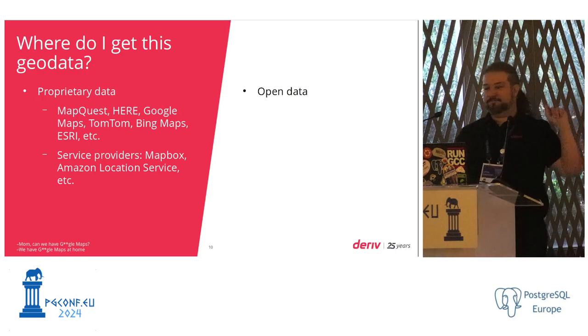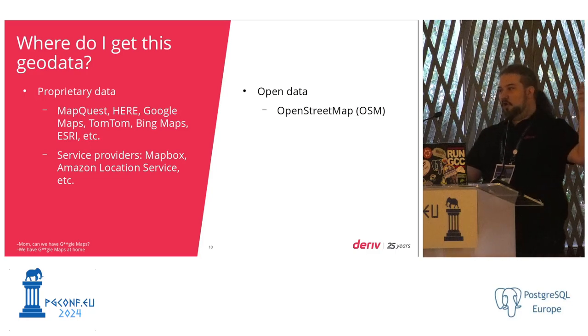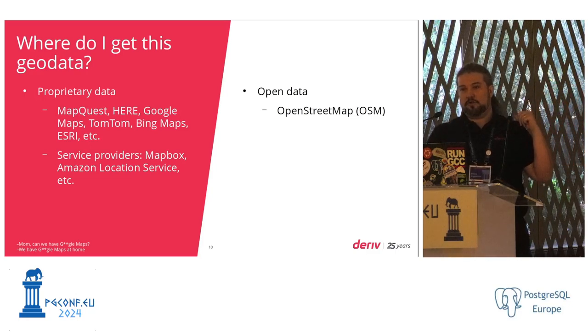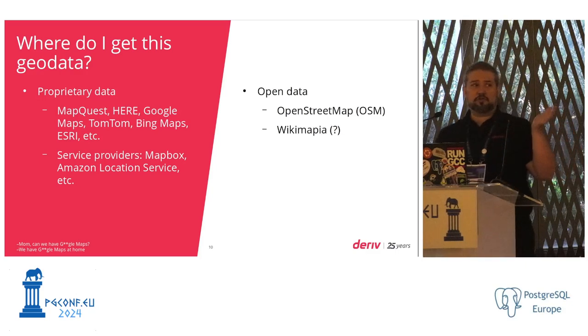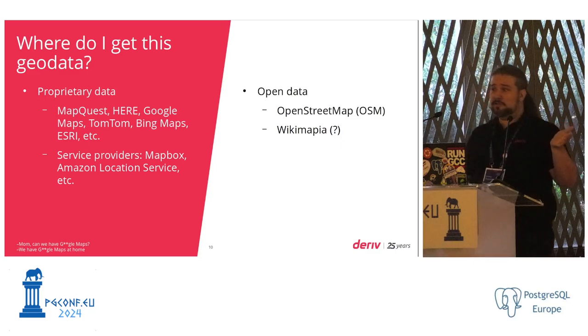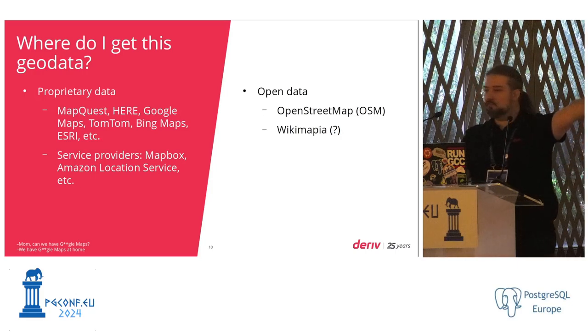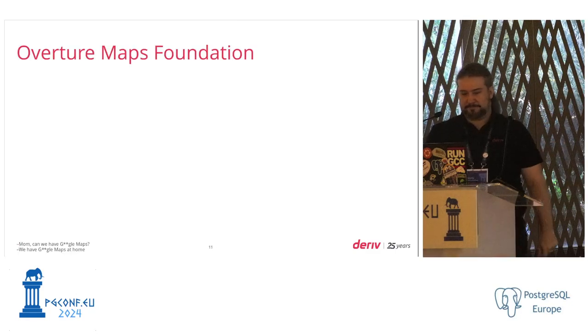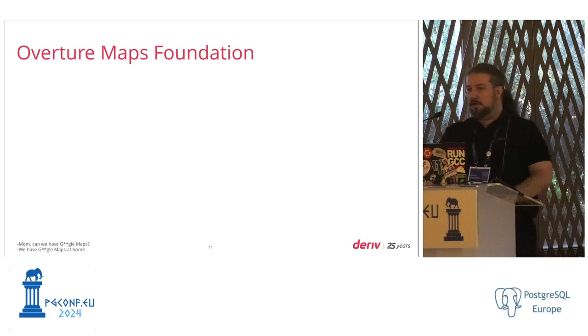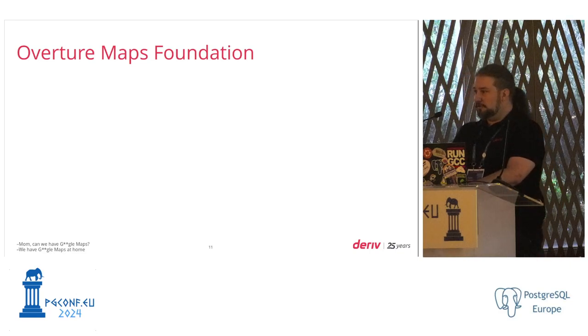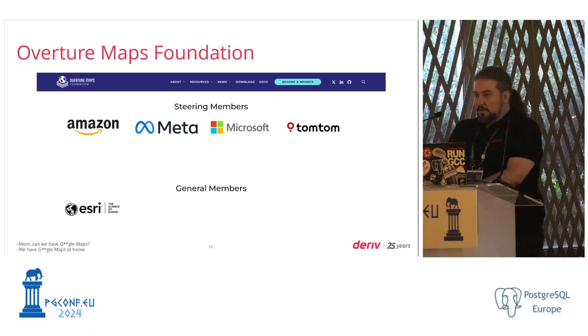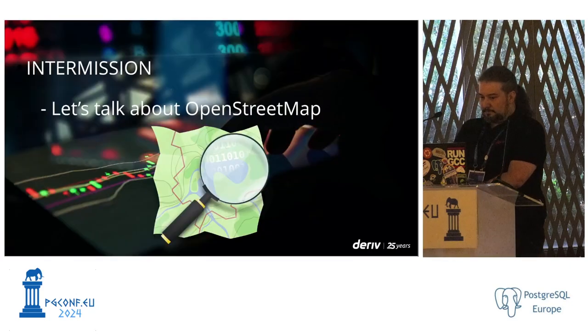But we also have open data. And we're going to talk about OpenStreetMap, which is a great source of open geographical data. There's also Wikimapia. It's kind of abandoned and kind of a questionable group that runs it. So we're mostly going to focus on OpenStreetMap. Let's just briefly mention the Linux Foundation's attempt to provide free geographical data called the Overture Maps Foundation that you may or may not be aware of. These are the founding members. I will let you draw your own conclusions. So instead, let's talk about OpenStreetMap.